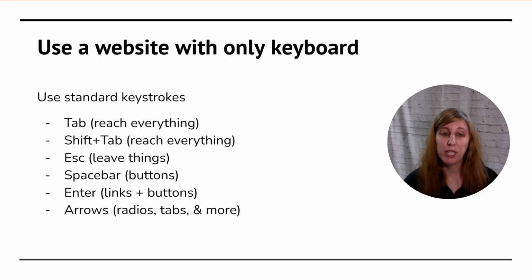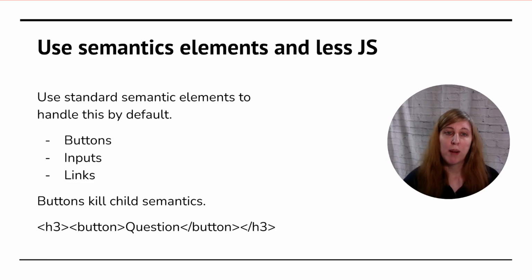So it could be a jump link that scrolls down the page to a specific spot on the page, or it could be a link that goes to a new location. Finally, the arrow keys. These are used most often on radio buttons, but they're also frequently used on menus, tabs, and other items. Whenever possible, we want to use our semantic elements, as this gives us a whole lot less JavaScript. If we try and code everything up with divs, we are going to need a ton of JavaScript to handle all of that interaction. If we just use the default semantic elements like buttons, links, and inputs, all of that is handled for us by the browser, and we just have to verify that it's actually working.